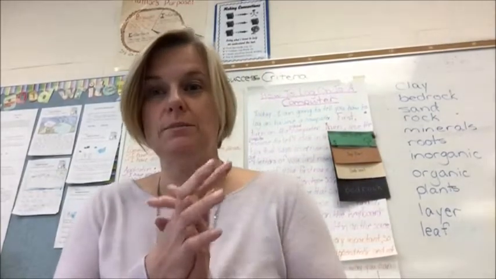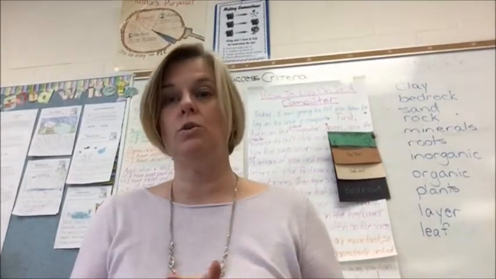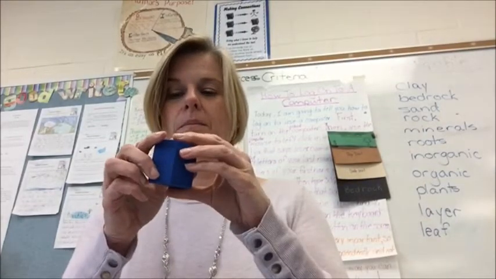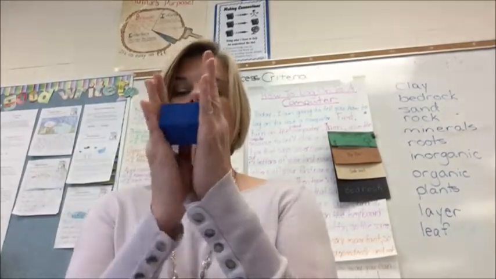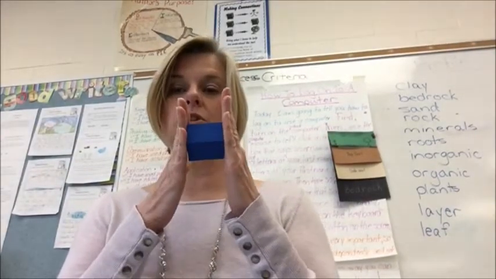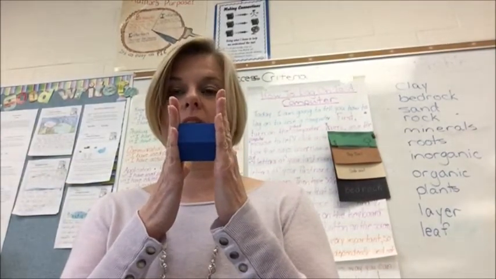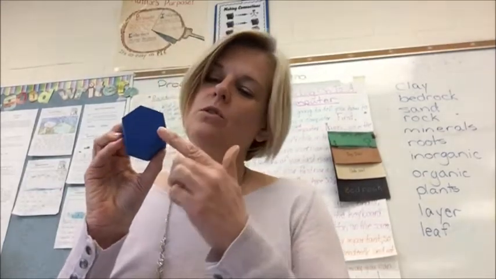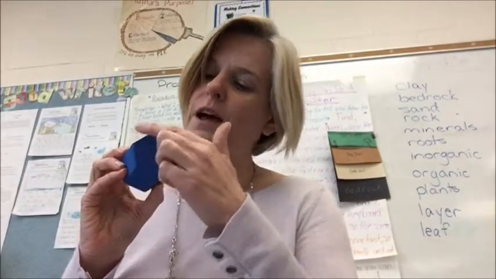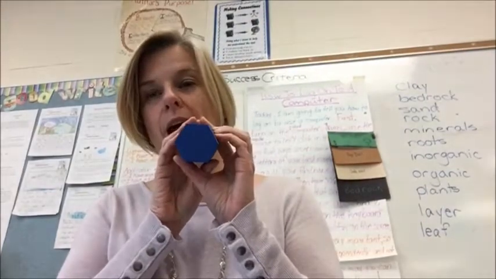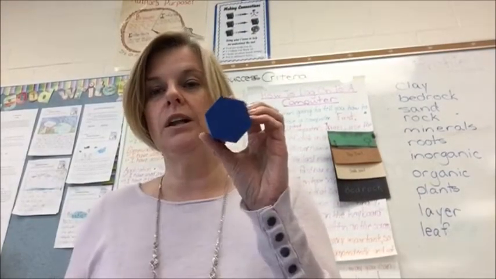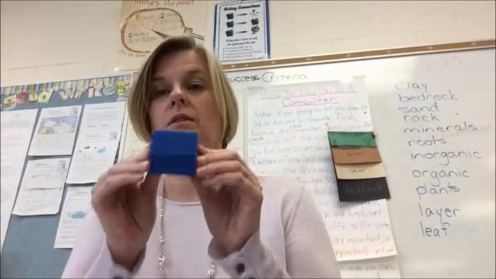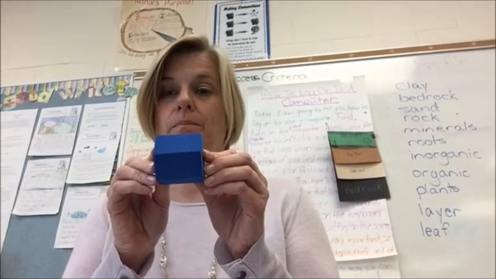Let's look at a few more shapes. I'm going to introduce you to another prism. Here it is. The bases are parallel to each other. And what shape is this? 1, 2, 3, 4, 5, 6. What do we call that? We call it a hexagon. So this is a hexagon prism.